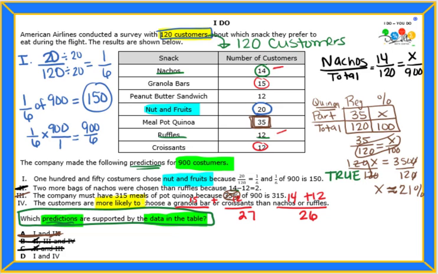So for this problem, I'm going to go ahead and use this statement, and it says more likely. Okay, so remember when we see a statement like that, we're going to put this right in between. So is 27 more than 26? Yes, it is. So this is also true. And so that means that number 1 is true and number 4 is true. So D, 1 and 4 are true. The correct answer for this question is D.